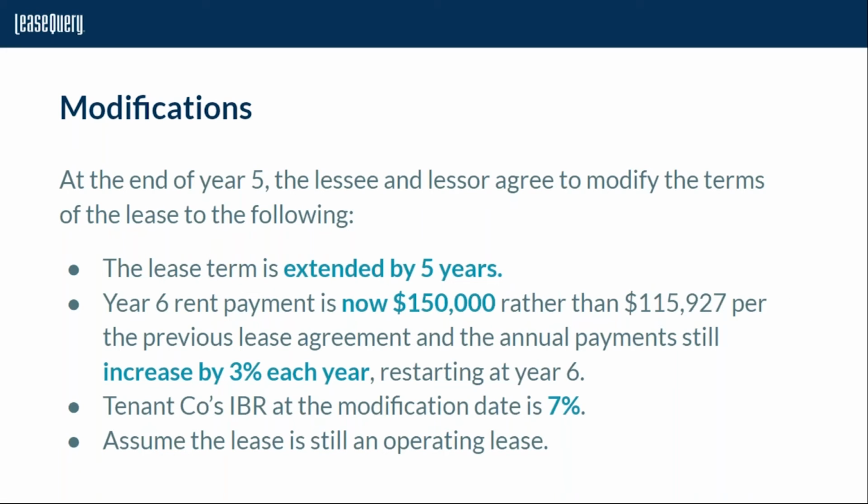So let's say at the end of year 5 of the lease, the lessee and lessor agree to the following modifications. They're going to extend the lease by 5 years. The year 6 rent payment is now going to be $150,000. We're still going to have a 3% escalation, but just starting again with the $150,000. And then as of the modification date, the new IBR is 7%. And lastly, we're going to assume that this is an operating lease again.